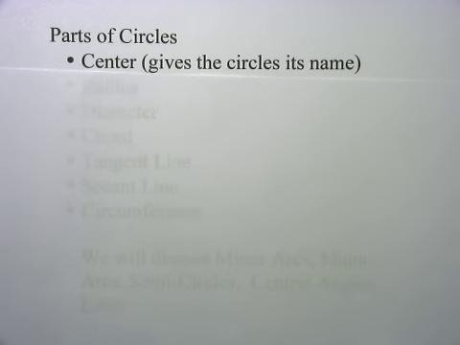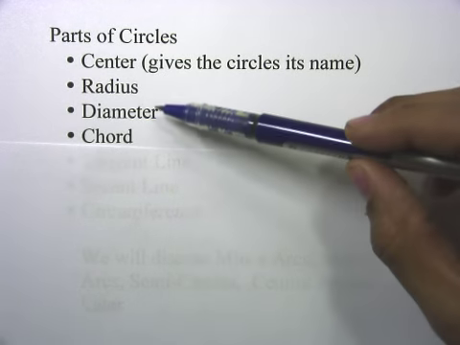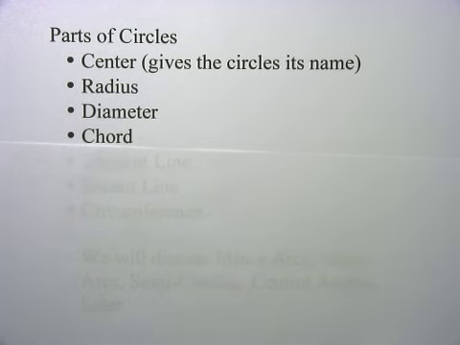So let's review some parts of circles that we should be familiar with. Well, we know that a circle has a center, and that's usually what gives it its name. We know that a circle has a radius. We know that a circle has a diameter, which is double the size of the radius. We know that circles can have chords, and if you remember, a diameter is a special kind of chord.